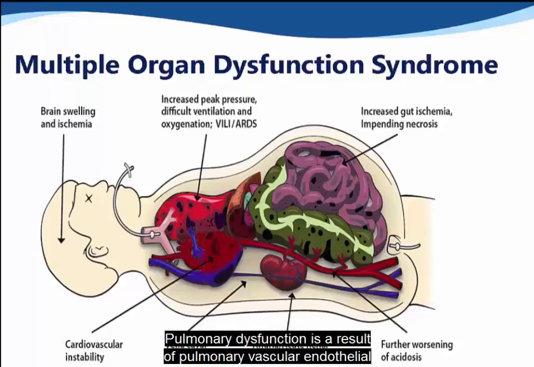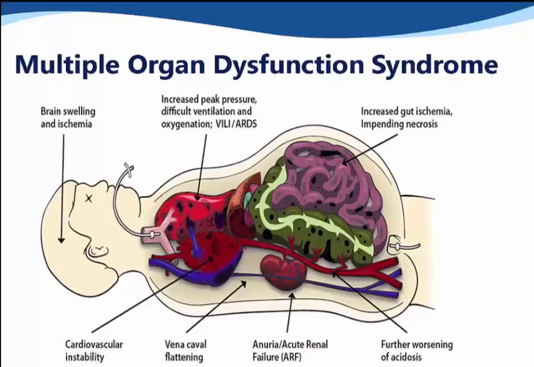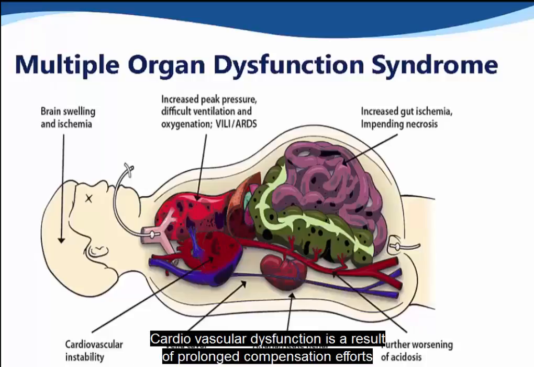Pulmonary dysfunction is a result of pulmonary vascular endothelial and alveolar epithelial damage with resultant surfactant deficiency, mild pulmonary hypertension, and pulmonary edema and hypoxia. Renal dysfunction is a direct result of prolonged hypovolemia, hypoperfusion, and acute tubular necrosis. Cardiovascular dysfunction is a result of prolonged compensation efforts to increase the cardiac output and vasoconstriction to enhance organ perfusion.